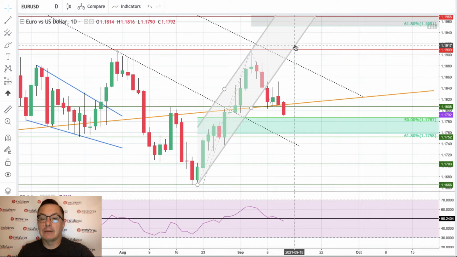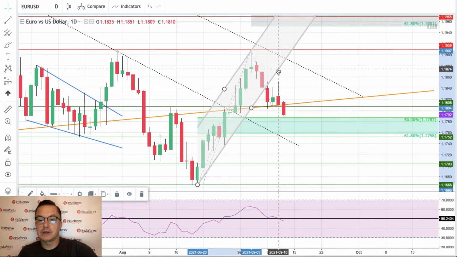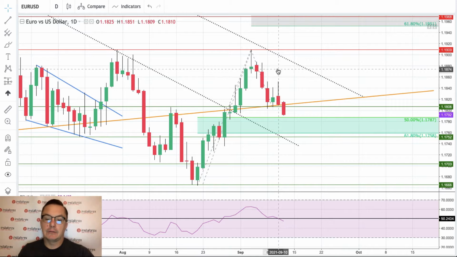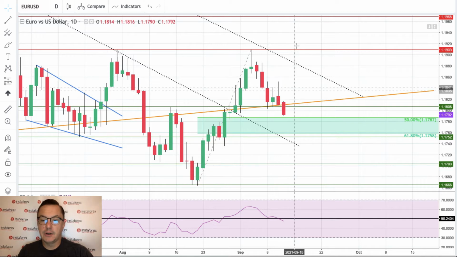Of course, we are out of this acceleration channel, so right now we are removing our channel out of this chart. We are removing our Fibonacci projection levels out of the chart because there is no continuation to the upside. We have this pin bar here, which occurred in the previous area of the pin bars. So we have a high at 1.1909.